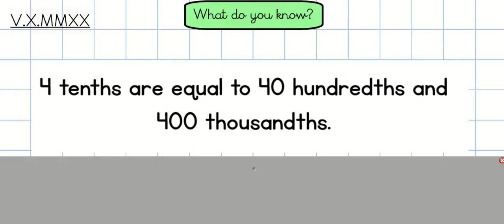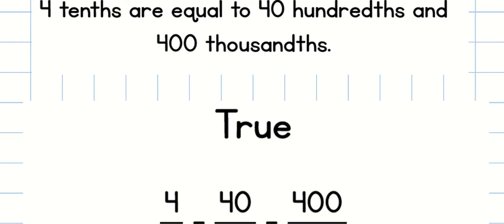4 tenths are equal to 40 hundredths and 400 thousandths. Now if we think about our place value grid, we know that the tenths column is just after the decimal point. If we have 4 tenths, we can exchange those 4 tenths for 40 hundredths, and then we can exchange those 40 hundredths for 400 thousandths. So that is actually correct.